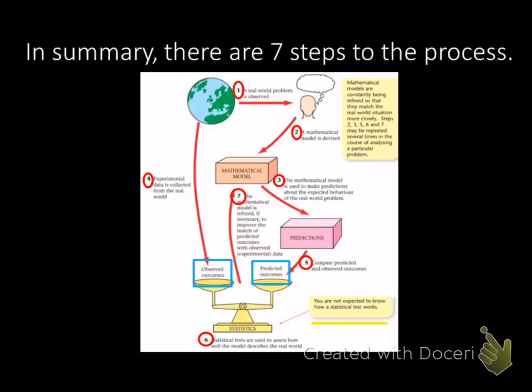Now, in real life, what often happens is that steps number 2, 3, 5, 6 and 7 are often repeated several times. We keep modifying and improving our model the more information we have.